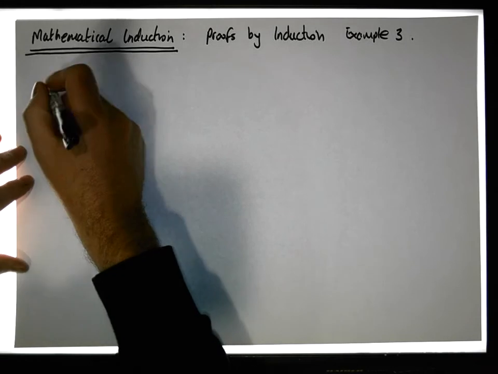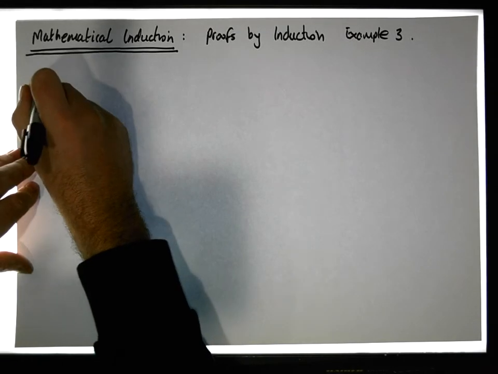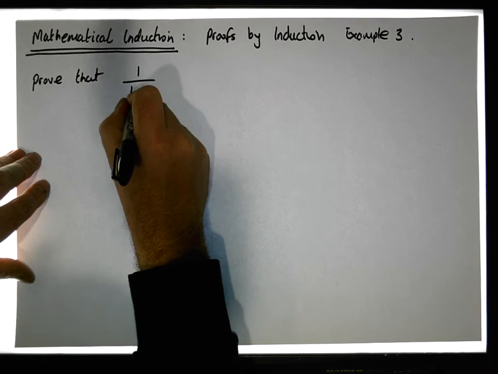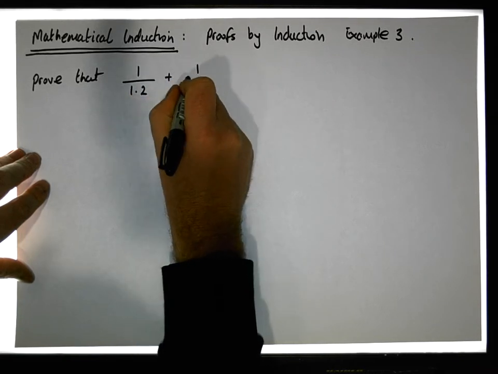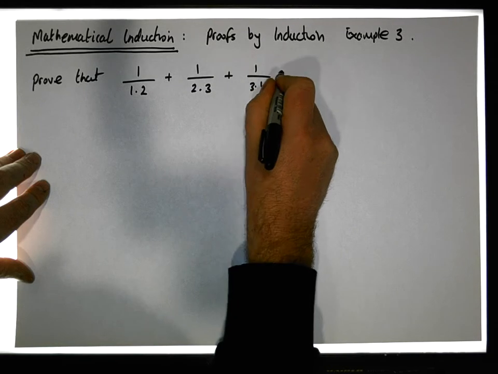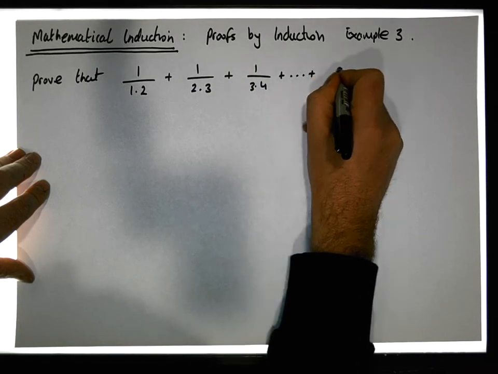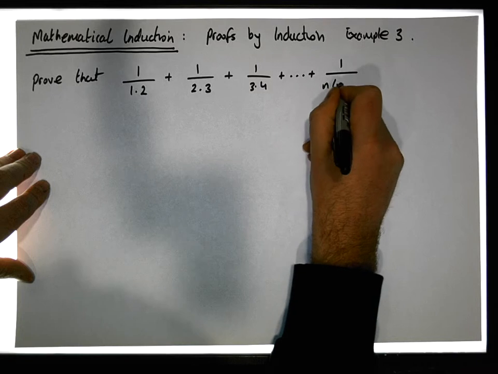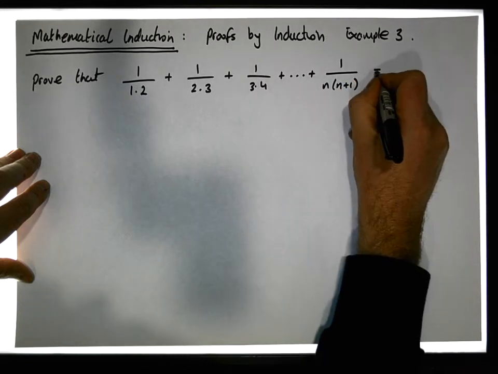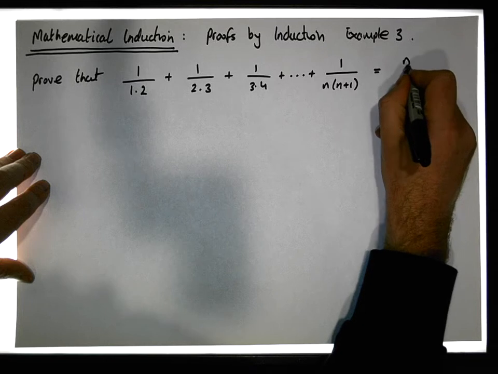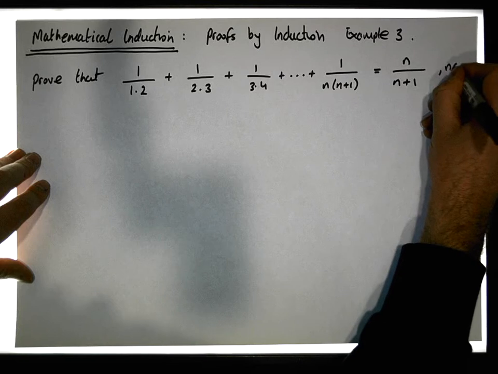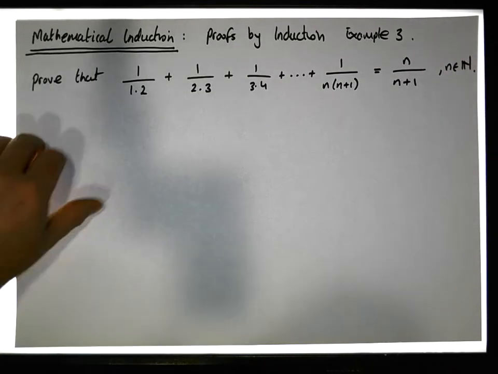So let me just give you the series. We want to prove that 1 over 1 times 2, plus 1 over 2 times 3, plus 1 over 3 times 4, plus all the way through to the nth term, 1 over n times n plus 1. We'd like to prove that the sum of that series is equal to n over n plus 1 for all n that are elements of the natural numbers. Okay, so we'd like to prove that.